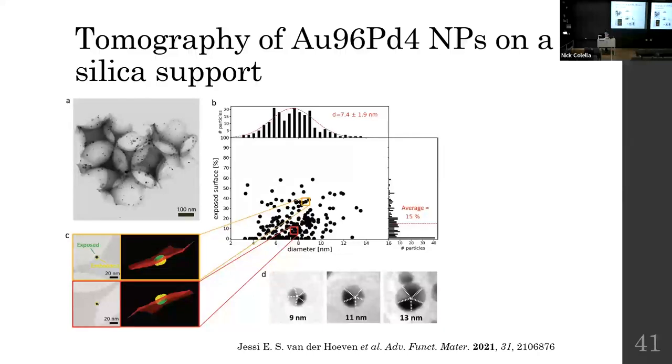So what they did was they found a bunch of these particles and they did tomography on it. And you can see their reconstruction here, where the yellow is embedded and the green is the exposed surface. And then they were able to get some statistics on how deeply these particles were buried in their material and help to better understand what's going on with these catalysts.